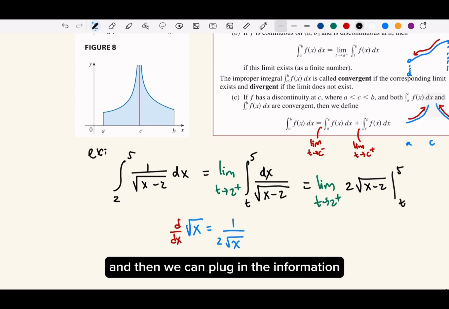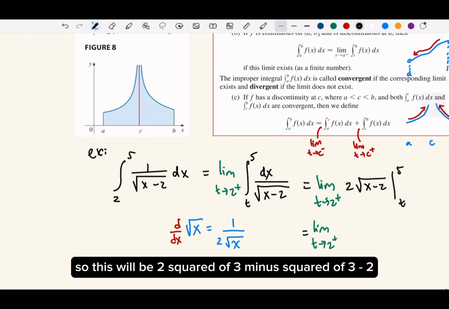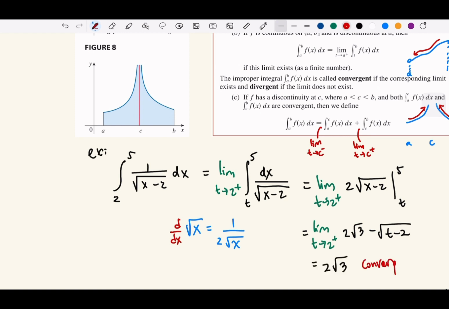And then we can plug in the information. So this will be 2 square root of 3 minus 2 square root of t minus 2, which, if we plug in the limit, this will be 0. So this will be equal to 2 square root of 3, which is finite, so we can know that this is convergent.